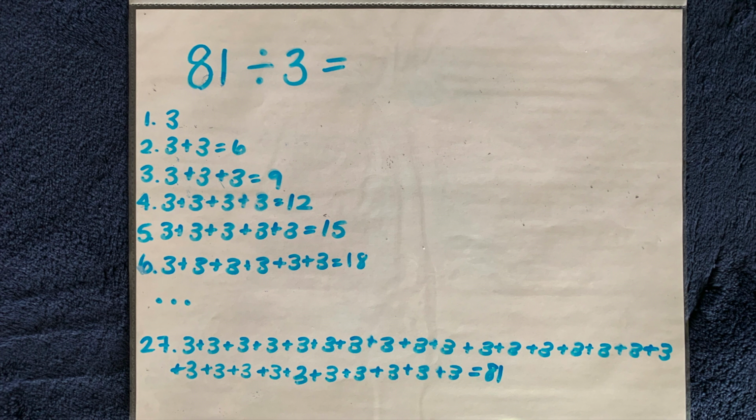And then we can count how many times we were able to separate 81 into the 3 different groups when it was the 27th time, 27th round, and we knew we had 27 within each group.